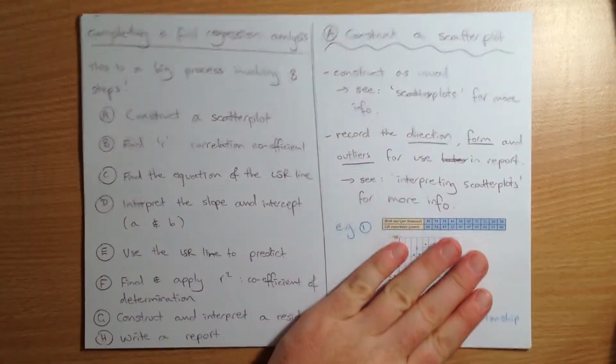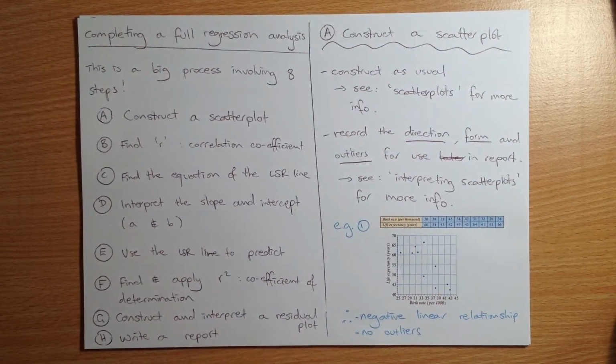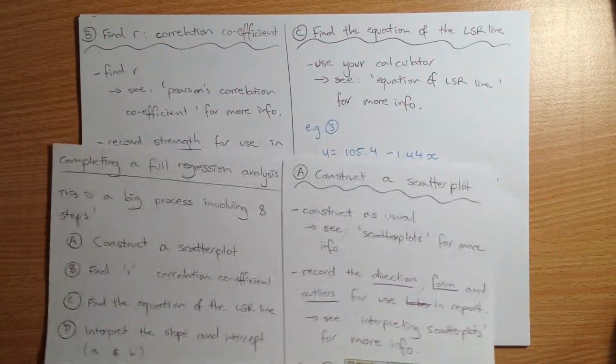So we're going to do blue is the exact examples for this one. Black is exactly what you need to know to do. That's it for A.